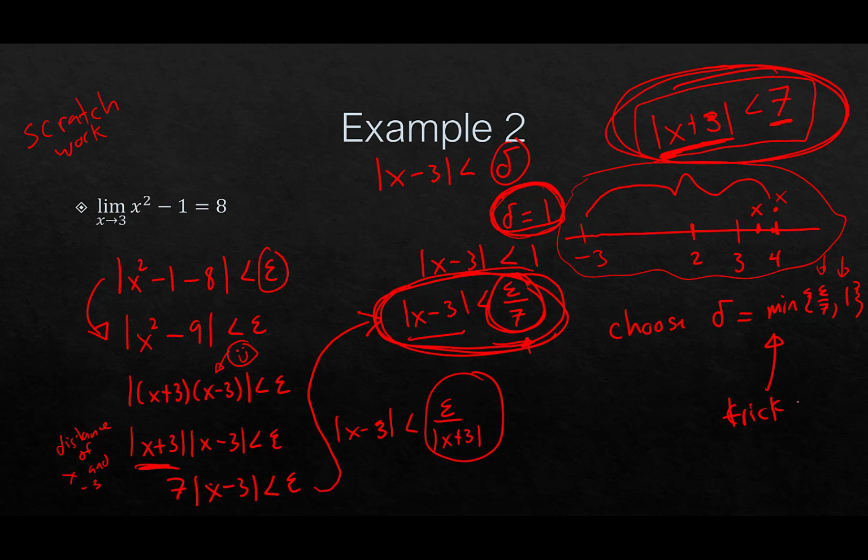Now I want to make a quick comment. We chose delta equal to 1. Remember, that was something we just sort of pulled out of thin air. 1 is a relatively small number. You could have picked another number, though.